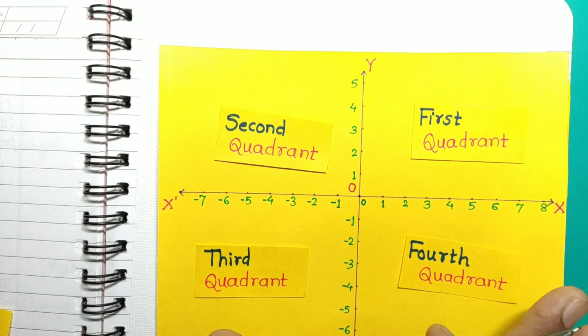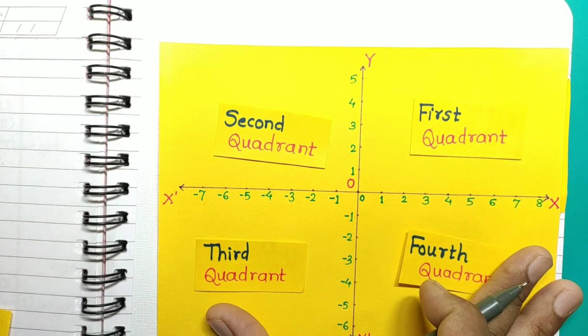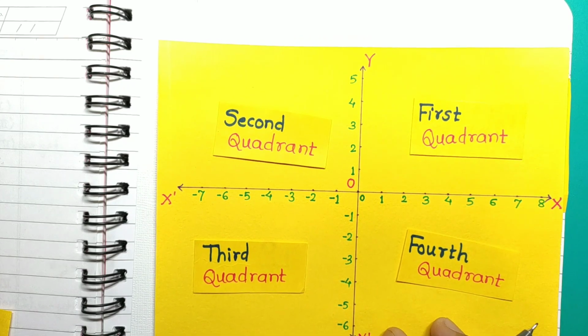Students, this coordinate plane was first developed by the French mathematician René Descartes. So, in his honor, the system is also called the Cartesian coordinate system.